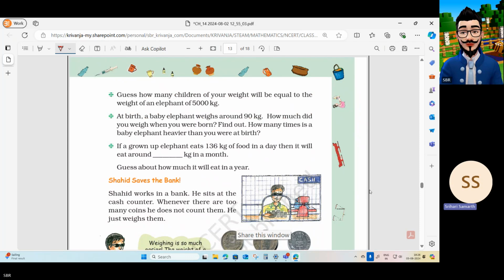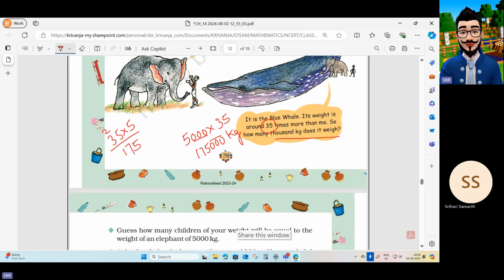Guess how many children of your weight will be equal to the weight of an elephant of 5,000 kgs. Okay, wait, we answered that question wrong. Which one? The above one. Why? So how many thousand kg? How many thousand? Oh, okay. Yeah, good. 175,000 kgs. How many thousand kgs does it weigh? So 175,000 kgs already there. Yeah, very good observation. Good. Next read.